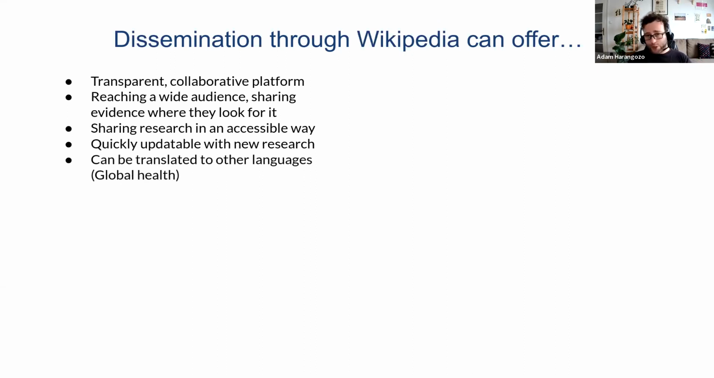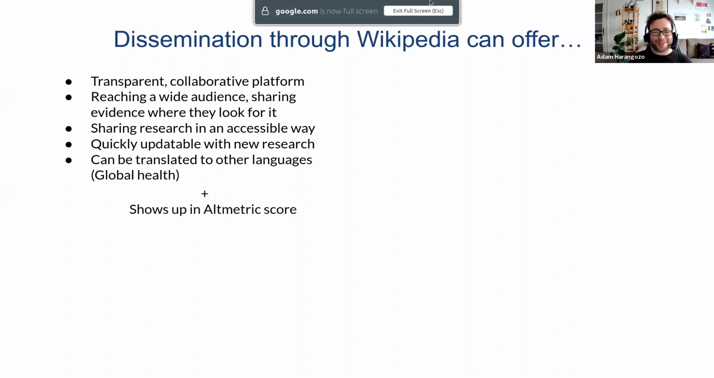We're talking about English Wikipedia, but if you contribute to English Wikipedia, there's always the chance that it gets translated to other language Wikipedias. Or if you work in global health or with a non-English speaking audience, you can consider editing other language Wikipedias as well, which I do think is extremely important, by the way. Plus, it shows up in the altmetric score of the studies. This is the more career-oriented argument.